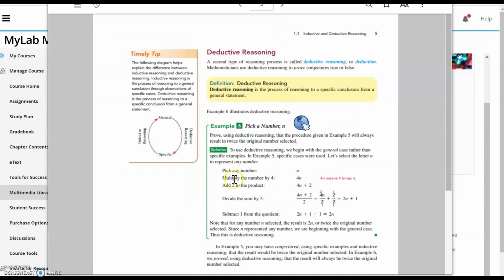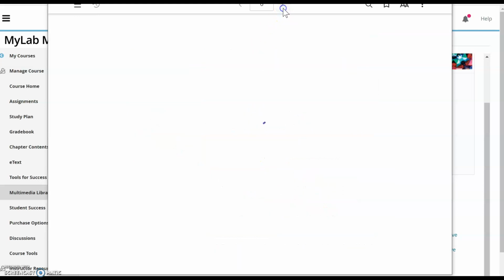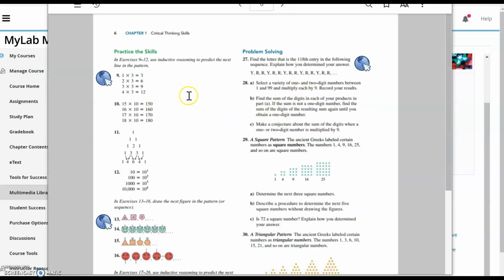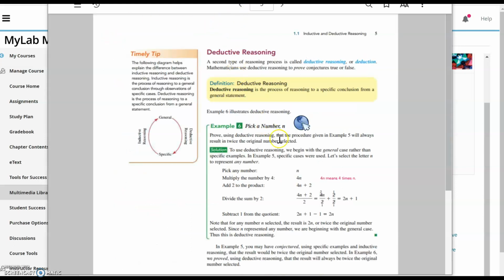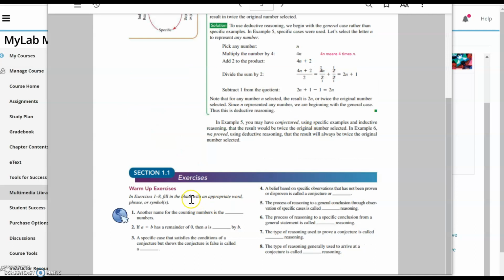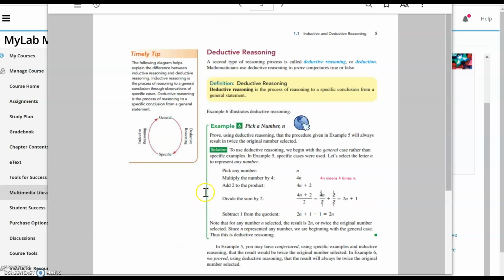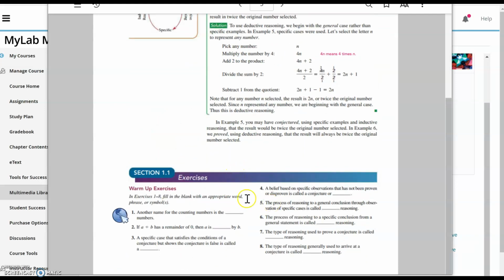Some good examples, like this one's a really good example because you're going to have to do one like that. And then here are some of the exercises that you're going to be doing. These are the book problems here. So the book problems start here on page 5, and they continue.